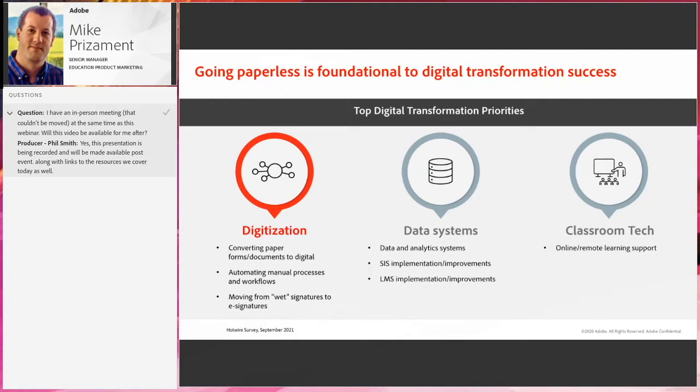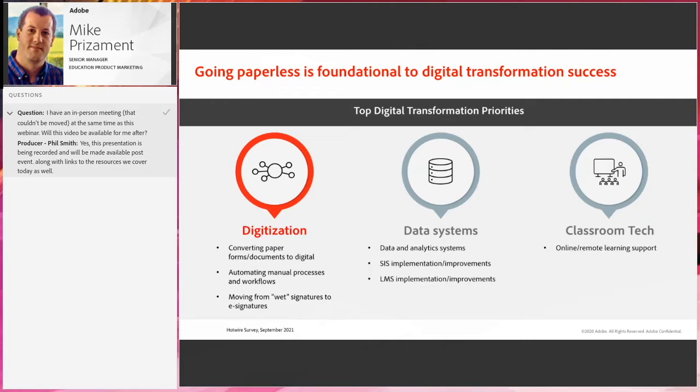as going paperless. There's a lot of different priorities you can be looking at in terms of digital transformation: classroom technology, so online and remote learning supports, all the different data systems, all of that complex stuff like SIS implementation improvements, LMS implementations, just your overall data and analytic systems.